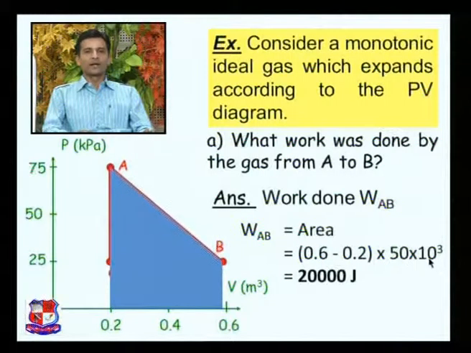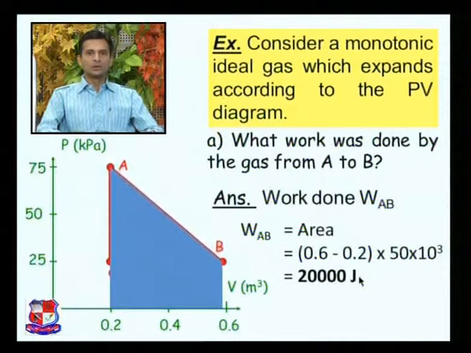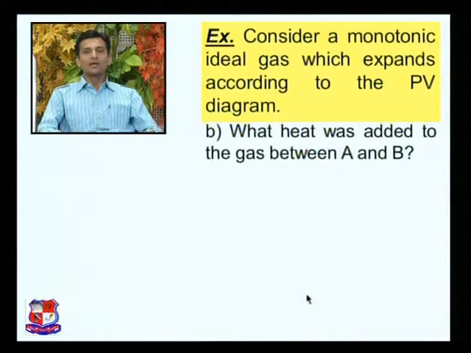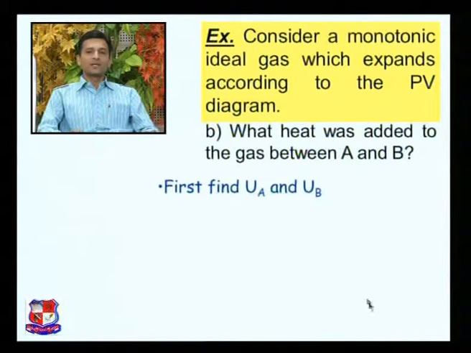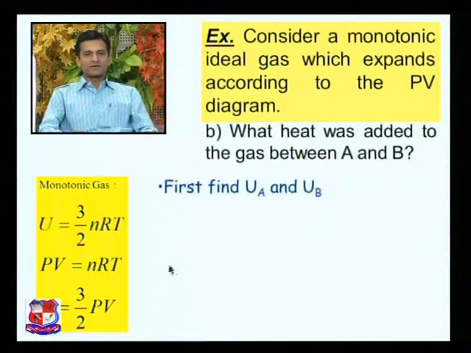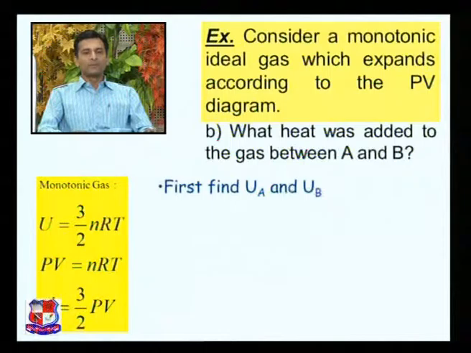0.4 into 50 into 10 raised to 3, that is 20,000 joule, is the work done by the gas from A to B. Now second, what heat was added to the gas between A and B? So first find out internal energy at A and internal energy at B, that is U at both the ends. W is known to us, and these are the equations for monatomic gas. U is equal to 3 by 2 nRT, PV is equal to nRT, and U is equal to 3 by 2 into pressure into volume.